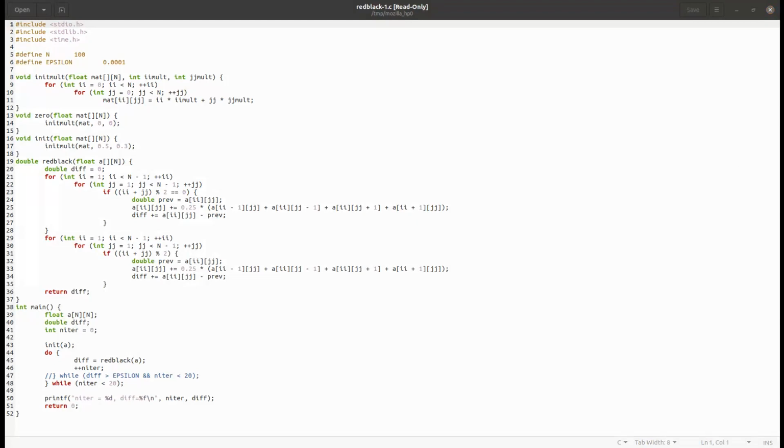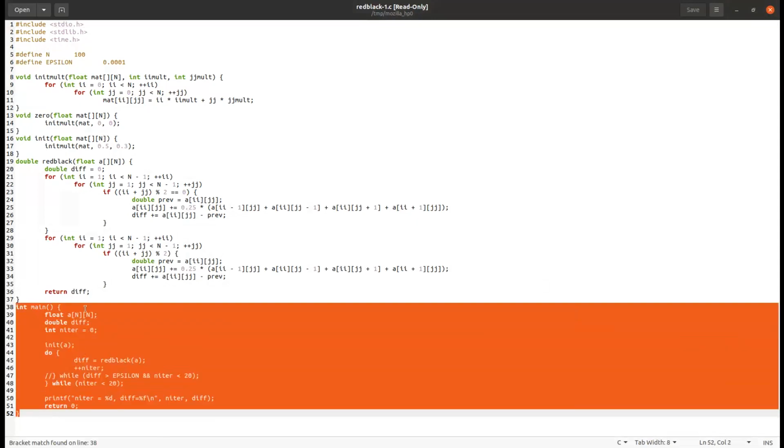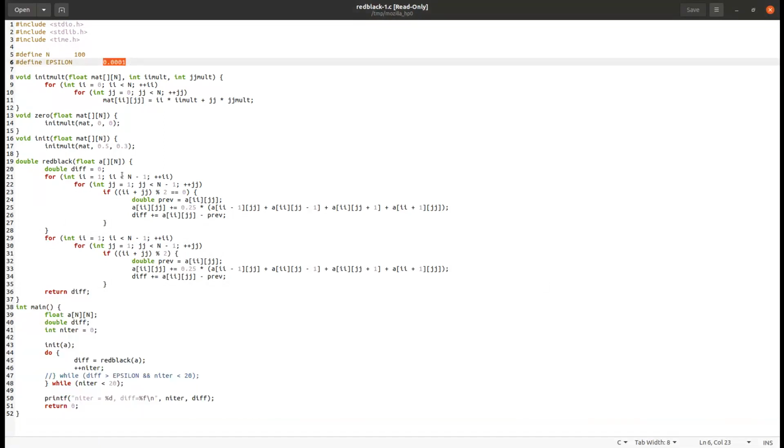Yes, visible. Yeah. Thanks. So the main, let's come to this part first. Main contains some matrix, and then there is a diff which needs to be calculated every iteration so that we go up to a certain threshold. That threshold is specified as 10 to the power minus 4 or so.